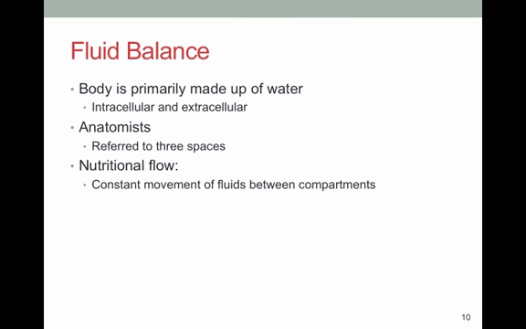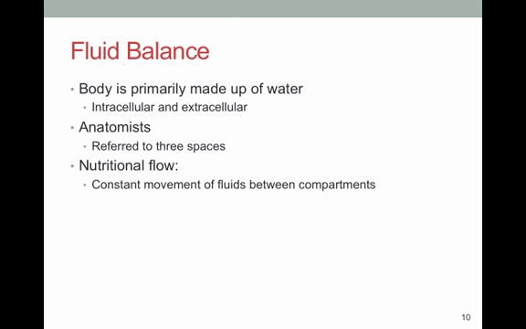Fluid balance. The body is primarily made up of water, 50 to 55% of the total body weight in women, and 55 to 60% of the total body weight in men. Water is intracellular and extracellular. The majority of the body water is actually intracellular, which is about 35 to 40% of the total body water. In the extracellular fluids, we have 2 categories, interstitial fluid and intervascular fluid. In the interstitial fluid, this is about 16% of the total body water. And in the intervascular fluid, this is going to be about 4% of the total body water.